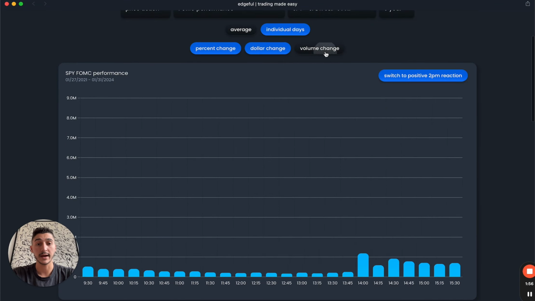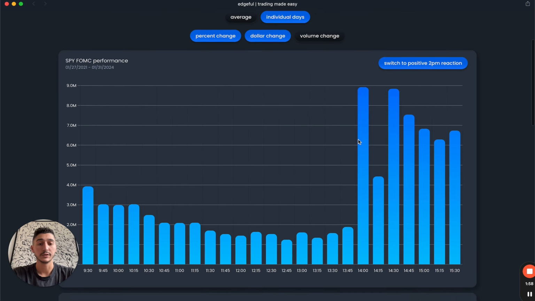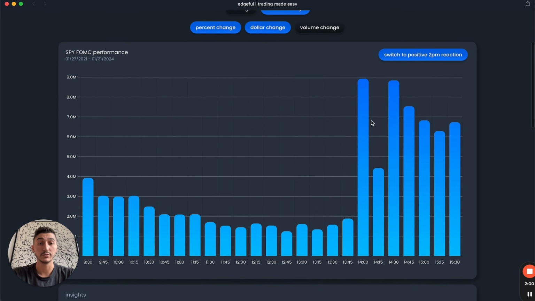And then finally, we have the volume changes. So you can see obviously a huge spike on the 15-minute interval at 2 p.m., and then it stays pretty elevated for the rest of the day. And earlier throughout the day, it's pretty low, most likely choppy price action.